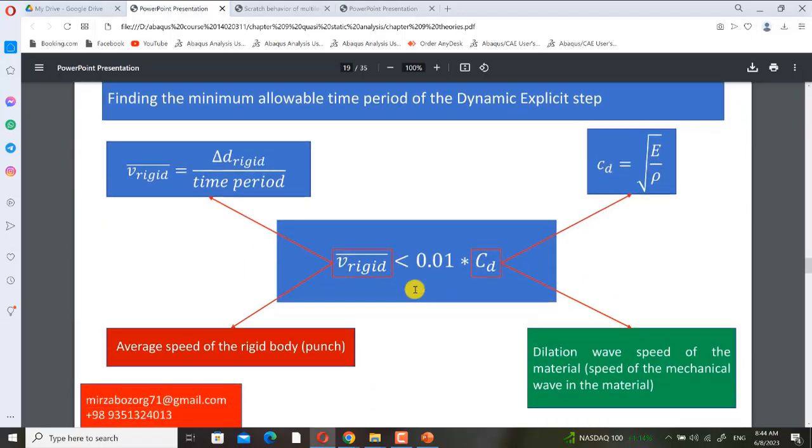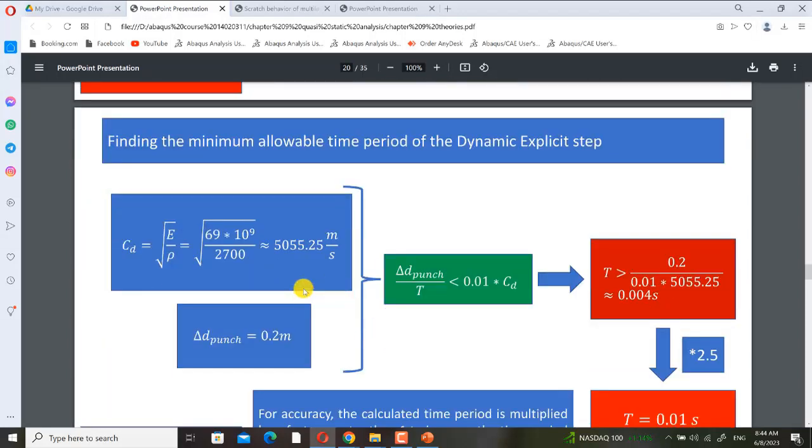For example, here I have calculated them. For that example, the aluminum plate, CD is equal to this value, and the displacement of the punch is 0.2 meter. So the displacement of the punch divided by T must be less than 1% of CD. So the time period of the step must be greater than 0.004 seconds. So the minimum allowable time period is 0.004 seconds, or 4 milliseconds.